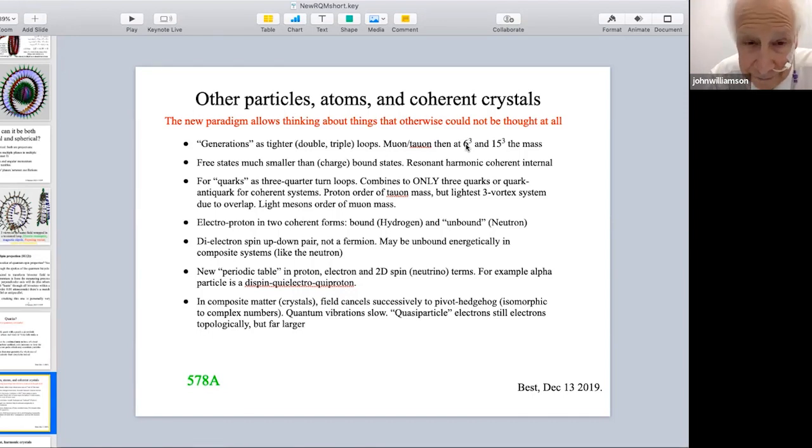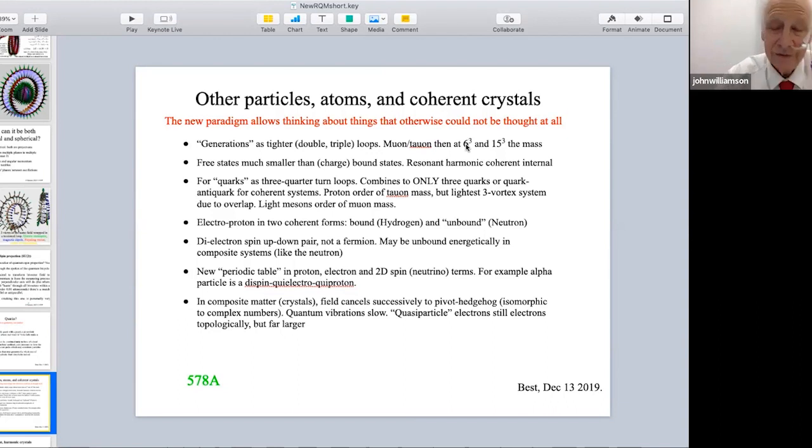So that's the reason for the muon and the tauon. Quarks are 3/4-turn loops. And what it would mean is the proton should be of the order of the tauon mass, but a bit lighter, because the proton takes out three elements that it would need to have otherwise. So it takes out three of the boxes. So it should be about half the mass. But that's the lightest three-vortex system.